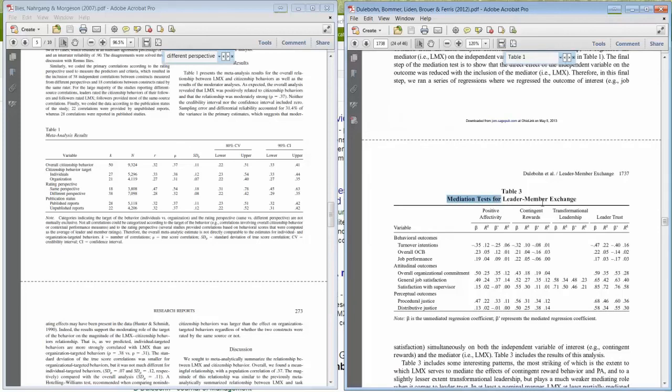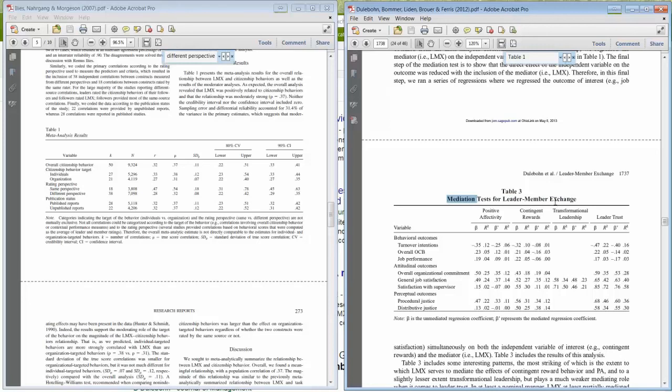This is looking at to what extent leader-member exchange is mediating the effect of one causal factor on a different outcome factor. This table is a good example of how we want to analyze tables to ensure that they relate. We want to make sure what it is they're telling us. The leader-member exchange here is being used as the mediator.